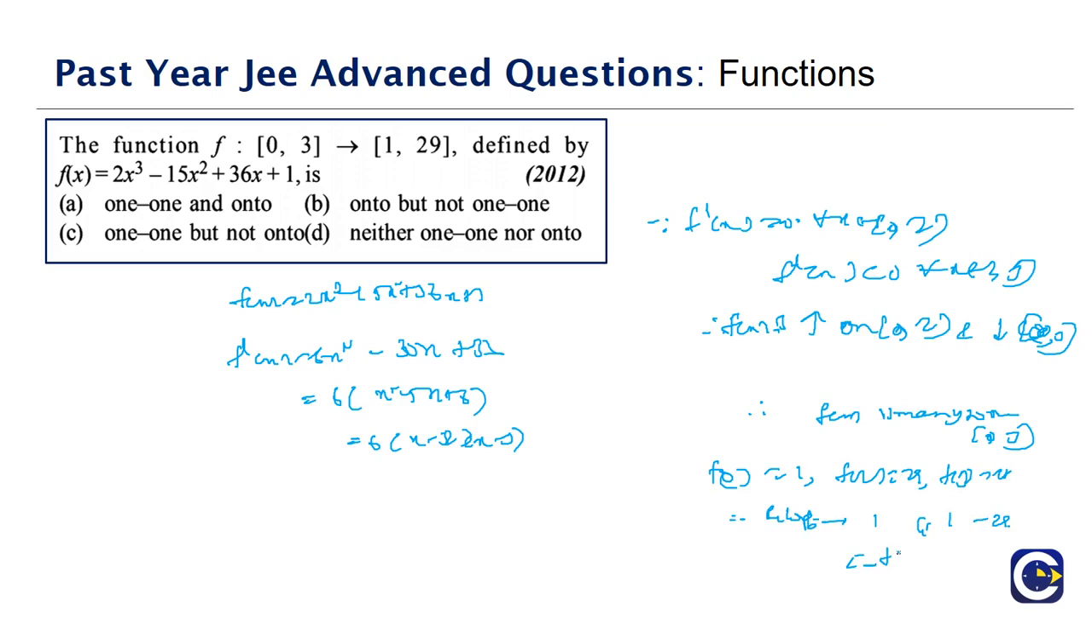Therefore f is onto. So the answer for this question is, it is onto but not one-one. So the answer for this question is option B.